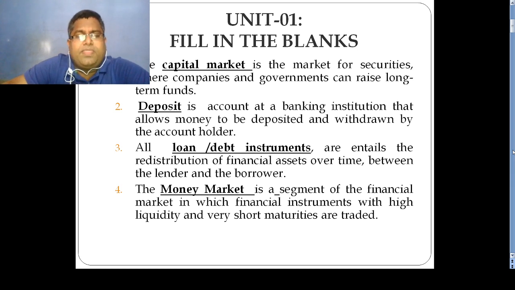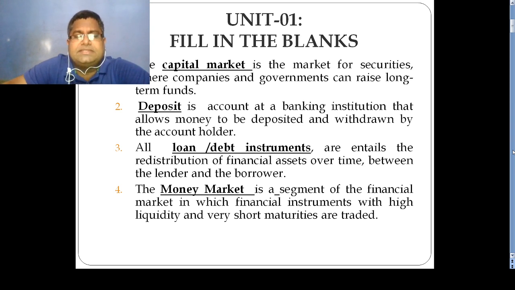Another one: all debts entail the redistribution of financial assets over time between the lender and borrower. Which type of asset is it between lender and borrower? That is a loan or debt instrument. A debt instrument, which you may call a debenture, or a loan account, is through which lender and borrower redistribute financial assets. And what is the fill in the blanks on money market?